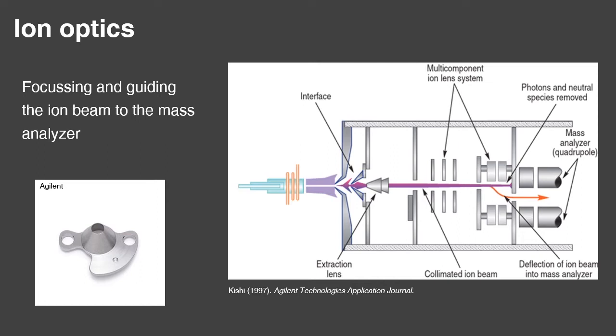This is achieved by electrostatically controlled lens components shown on the right. The photo shows an example of a lens used in an ion optic system. The ion optic system is crucial for ensuring a low background signal and a high sensitivity.